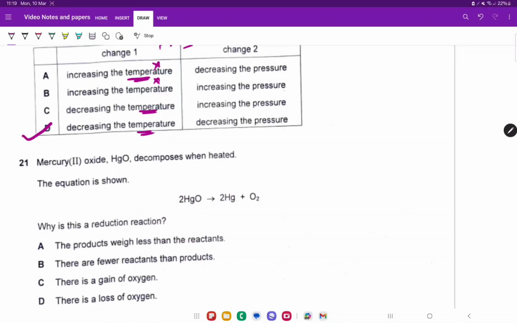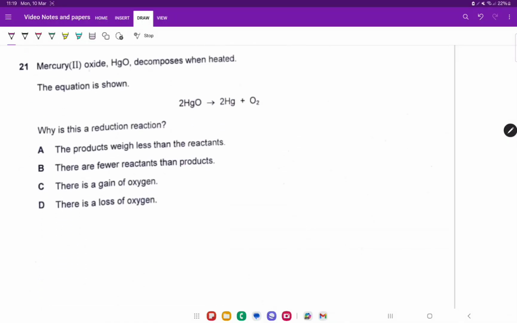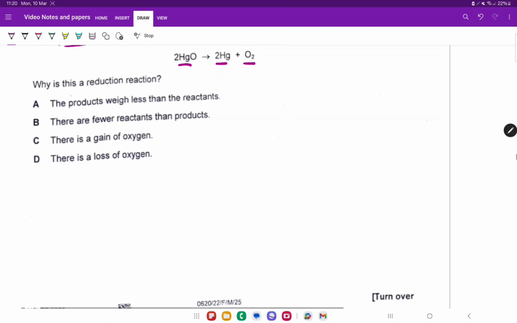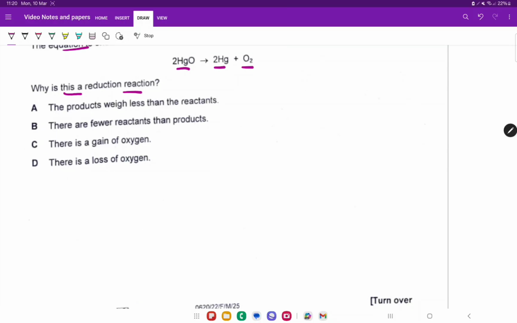Mercury oxide, mercury 2 oxide, question 21. Mercury 2 oxide decomposes when heated. The equation is shown: 2HgO forms 2Hg plus O2. Why is this a reduction reaction? Now, when we talk about reduction, the removal of oxygen is taking place, and the removal of oxygen can be considered as reduction.